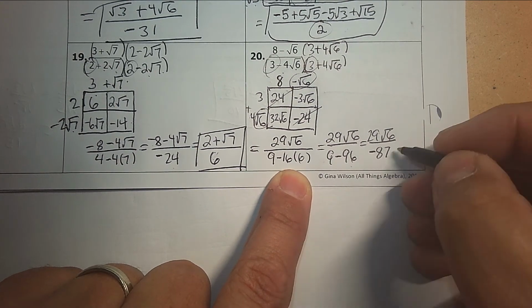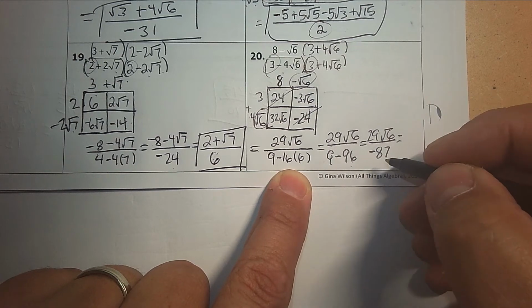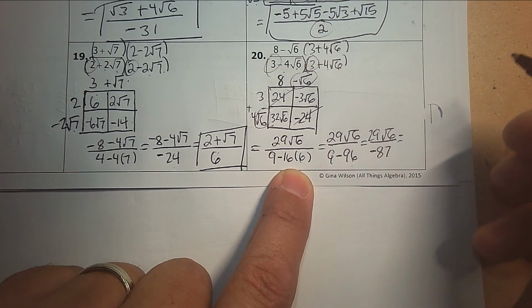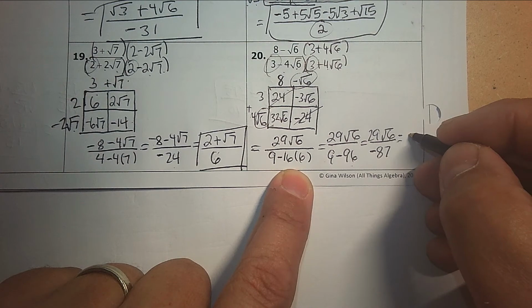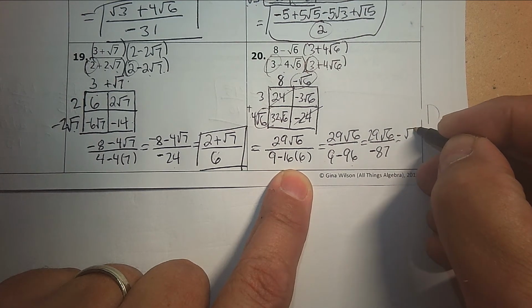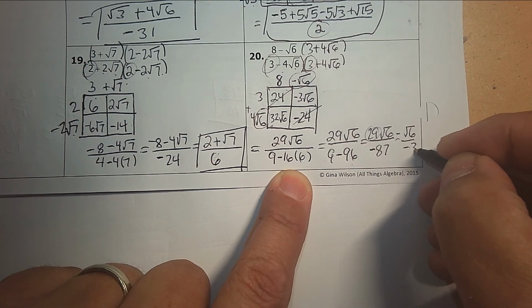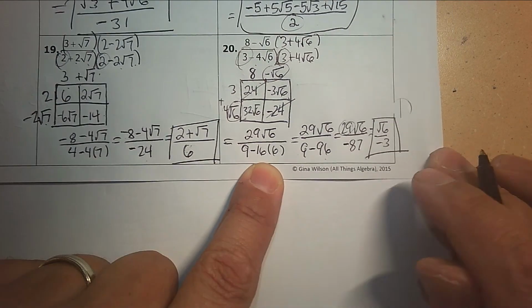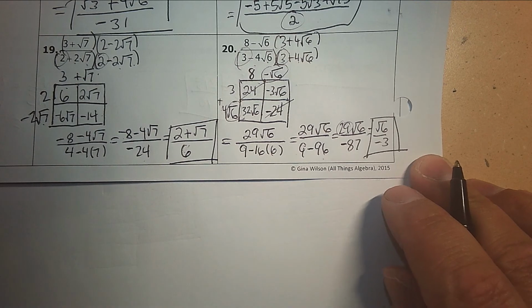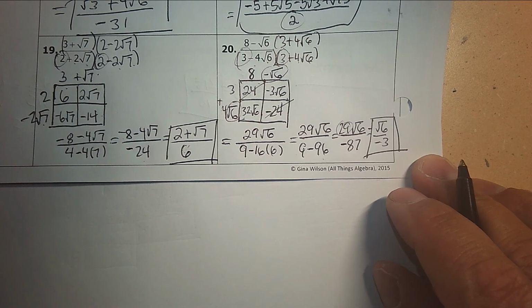Would you believe me if I told you that 29 goes into 87 evenly? I know you wouldn't. It does. Do you know how many times 29 goes into 87? 3. So 29 goes into 87 3 times, so it's root 6 over negative 3.